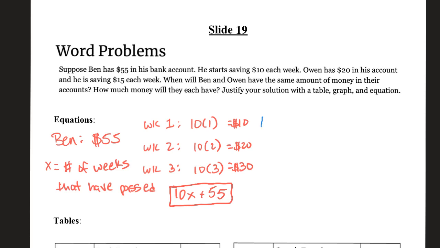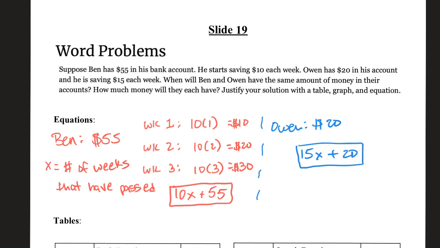And the same notion can be applied to Owen. Owen started off with $20 and he saves $15 each week. So instead of this 10 right here for each week, Owen's going to have 15. The only thing that changes is the coefficient attached to the x, because that's how many dollars are saved each week. So in Owen's case, that's 15x, and then we add on what he started with, which was the 20 bucks. There we go. Okay, so we have found our equations.